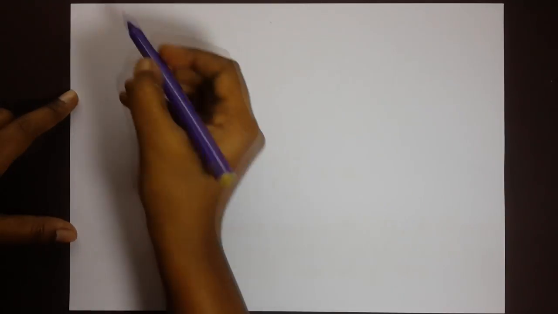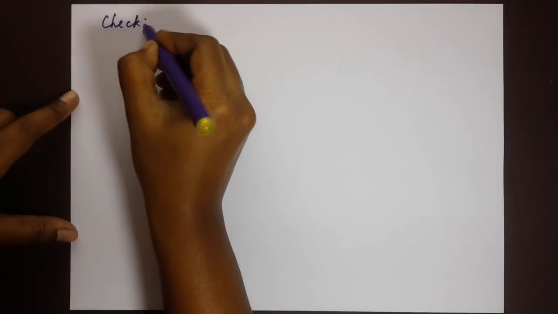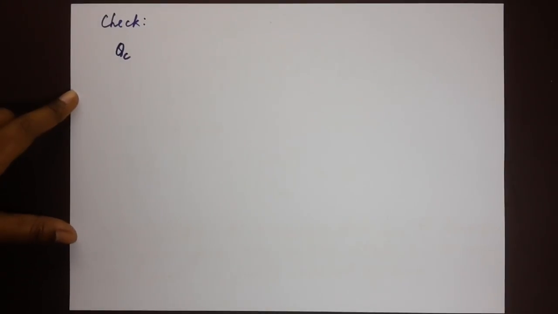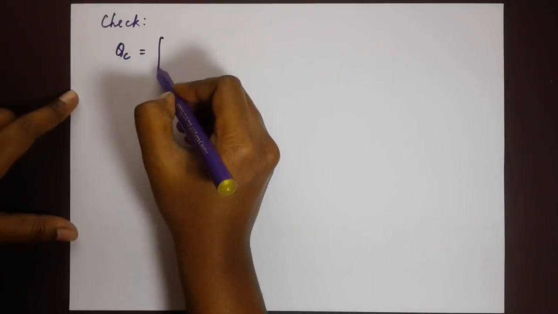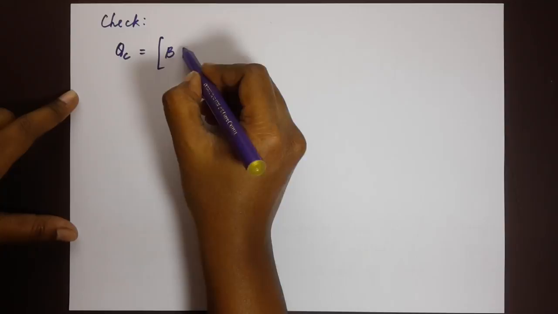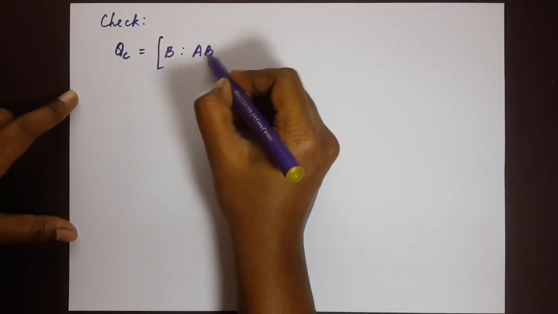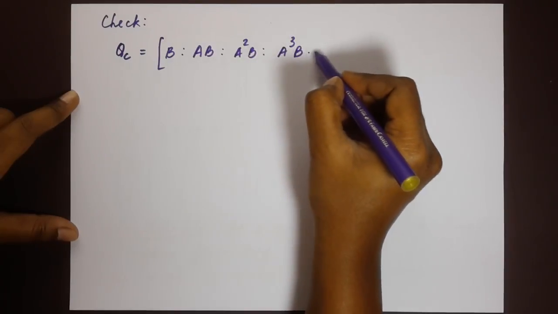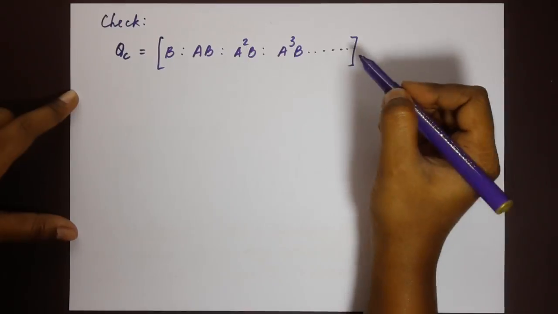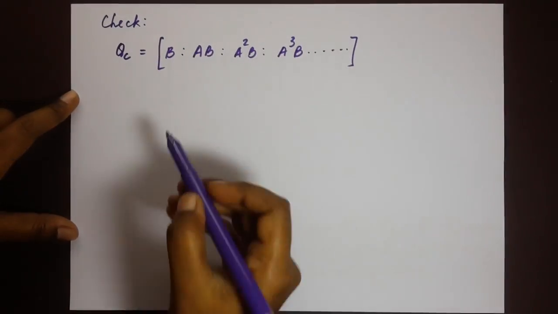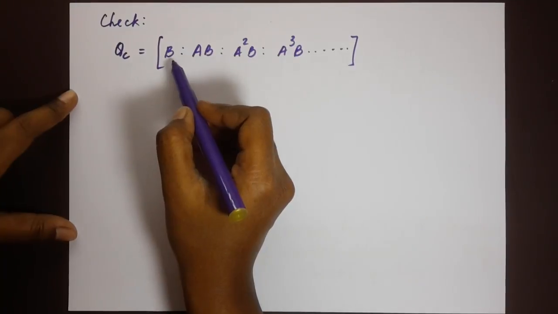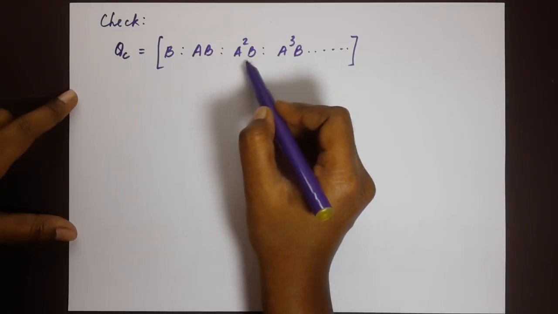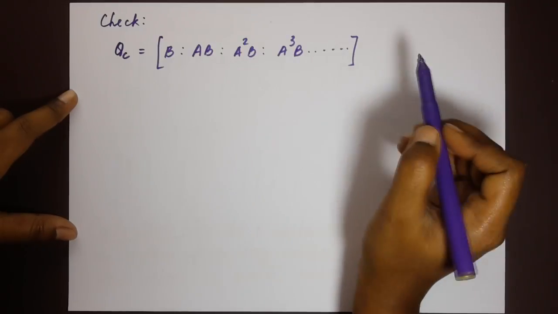We start with a matrix QC. So this QC is the check for controllability. Now QC is written as a matrix of B, AB, A square B, A cube B, and so on. It goes on and on. So the QC matrix is built in this way. It starts with the matrix B, then the multiplication AB, then A square B, A cube B, and so on and so forth. But where do we stop?